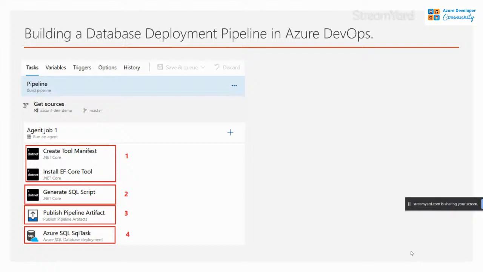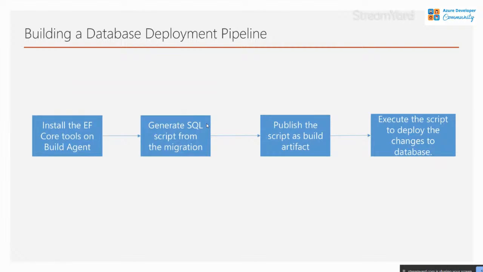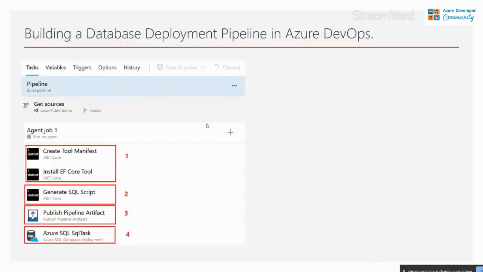So here are the steps. First step is installing the core tools. Second step is generating the script. Third is publishing the pipeline artifact. And last one, the Azure SQL task, is the fourth step.